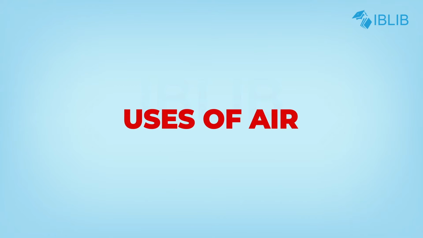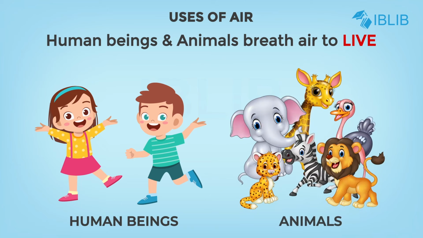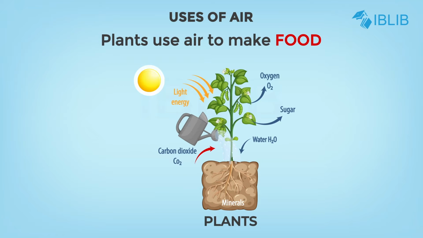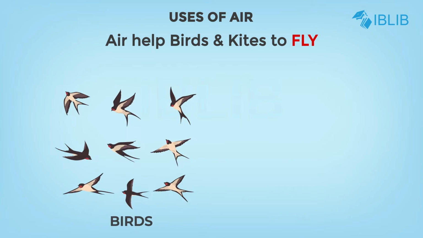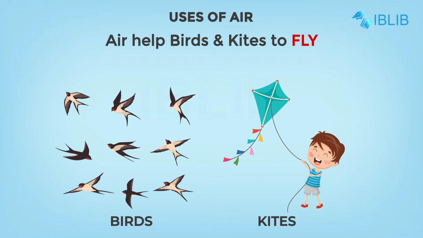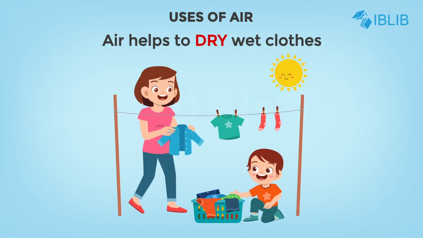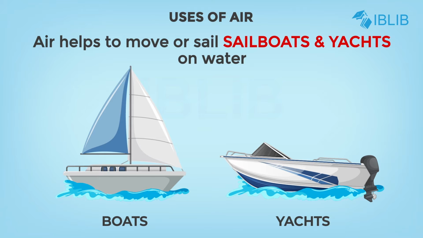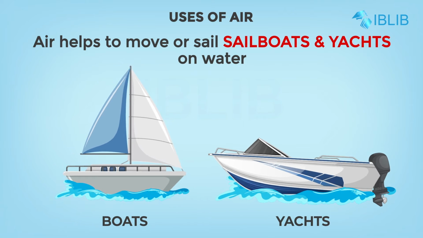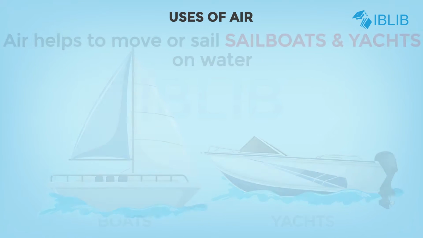Uses of air. Human beings and animals breathe air to live. Plants use air to make food. Air helps birds and kites to fly. Air helps to dry wet clothes. Air helps to move or sail boats and yachts on water.